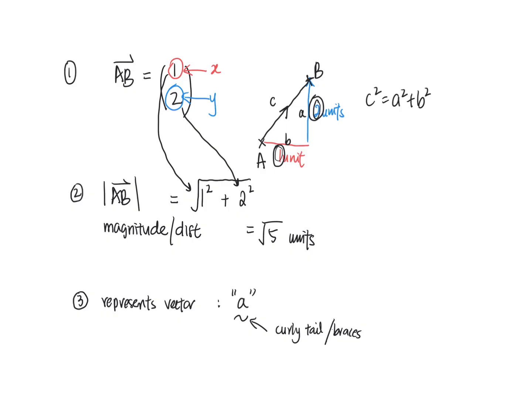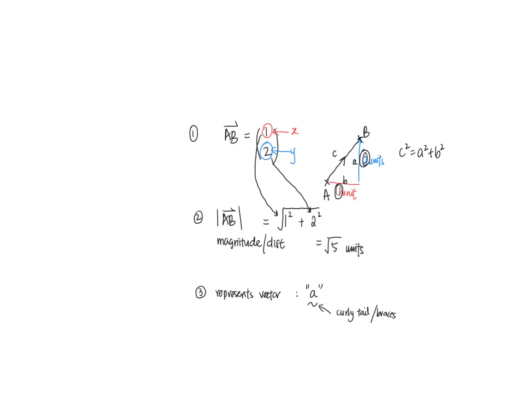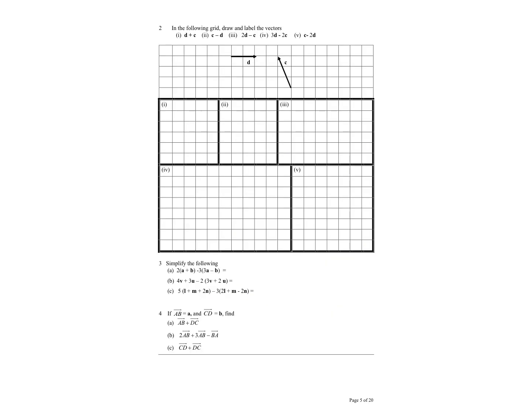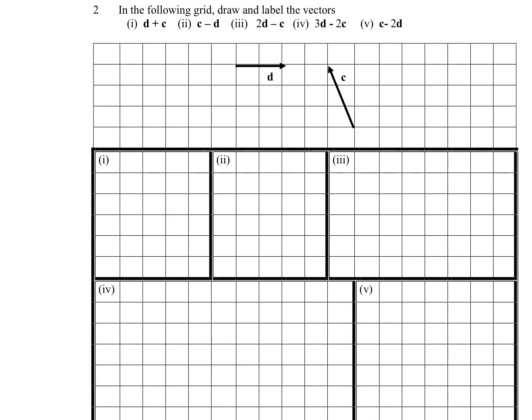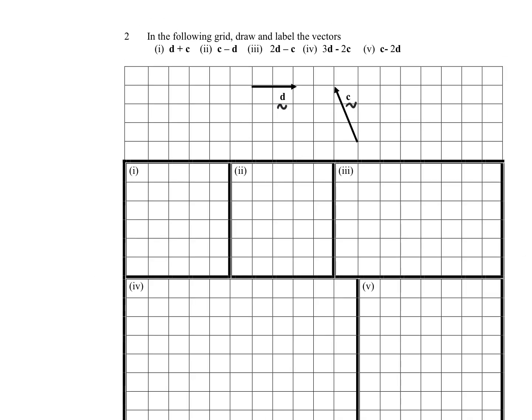Let's look at how to draw our page. So first thing first, this is the vector D and this is the vector C. When they ask you to draw D plus C, we need to follow the direction. So assuming this is my D. Oh, I cannot draw here. I must draw lower. Assuming this is D.